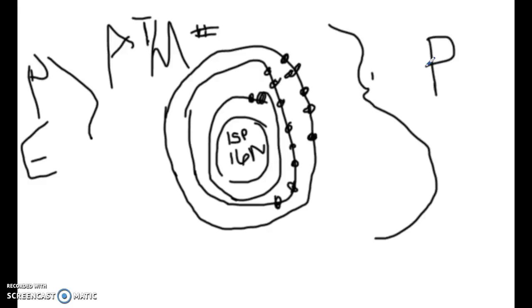I'm going to put on your elements the ones that you have to draw on your atom sheet. If you have questions, feel free to email me.